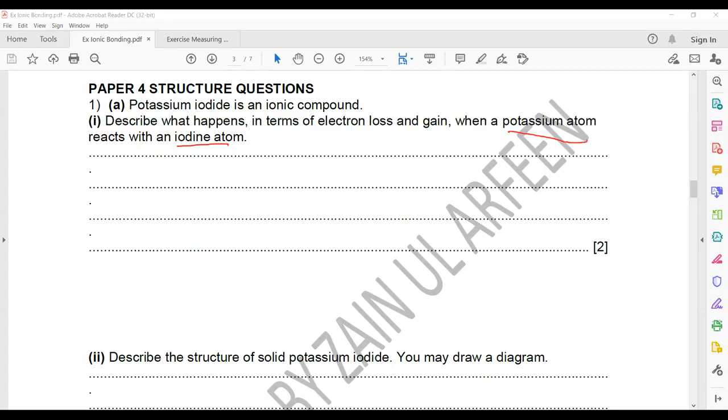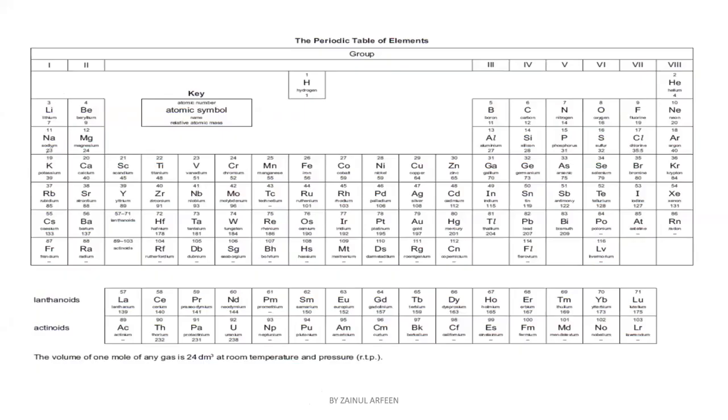So we have potassium, which belongs to group 1. So it means it will have one electron in the outermost shell. This is the last shell I am drawing, not the complete structure of potassium. This is only the last shell of potassium, which has one electron in the outermost shell.